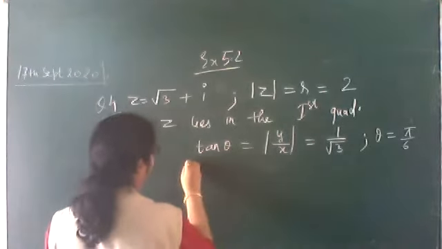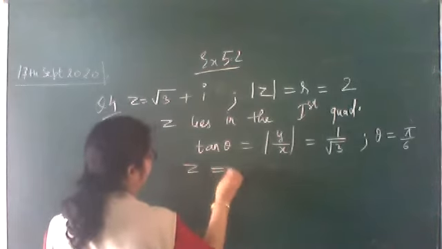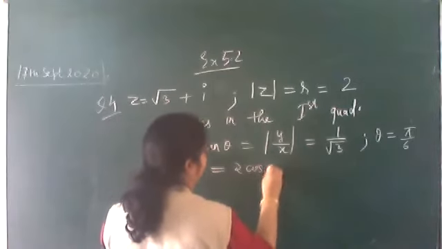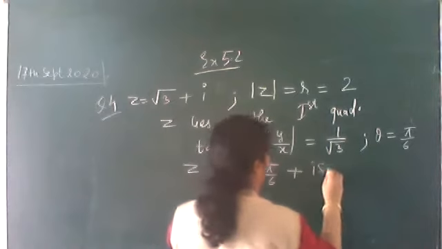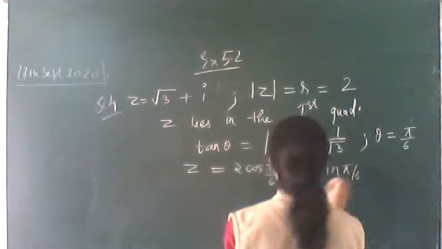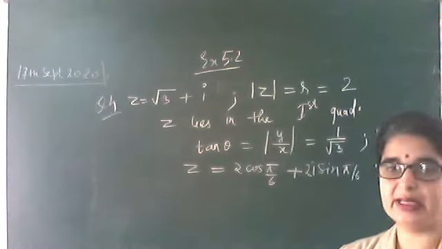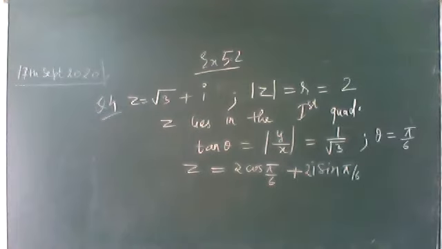So the representation in polar form will be r, that is 2, cos pi by 6 plus iota sine pi by 6. Sorry, 2 only: 2 times cos pi by 6 plus 2 iota sine pi by 6. Clear? It is very simple. There is nothing in it. Is that clear, everyone? Now come to the next topic.